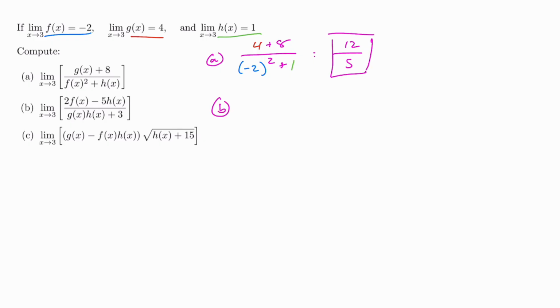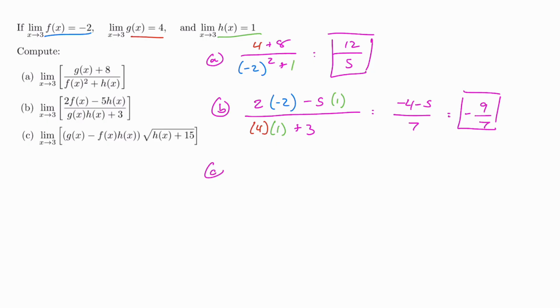For B, we've got 2 times f of x minus 5 times h of x divided by g of x times h of x plus 3. This is going to be -4 minus 5 over 7, so that is -9/7.